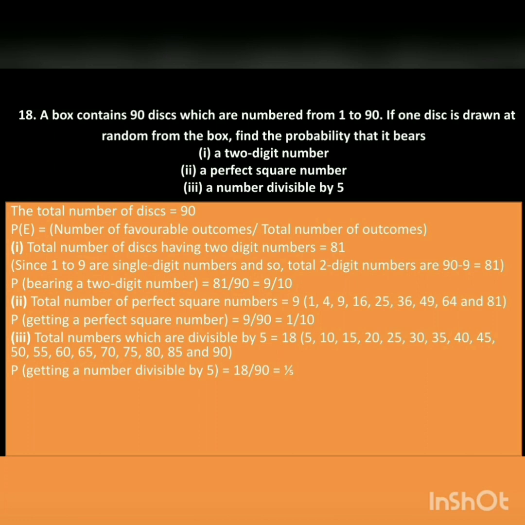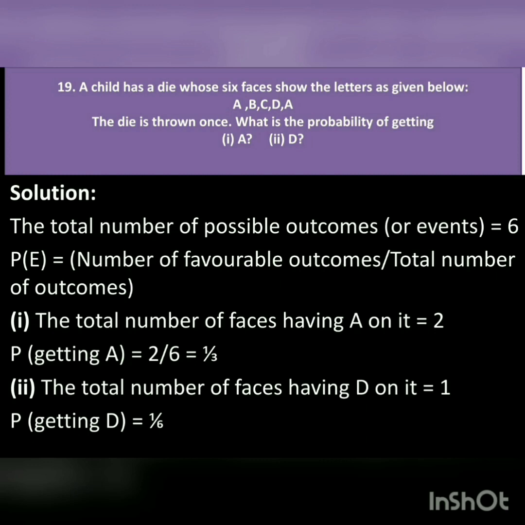Second is a perfect square number. Perfect square numbers are 1, 4, 9, 16, 25. So the total perfect square numbers from 1 to 90 is 9. So its probability will be 9 over 90. And the third is a number divisible by 5. Its probability will be 18 over 90.